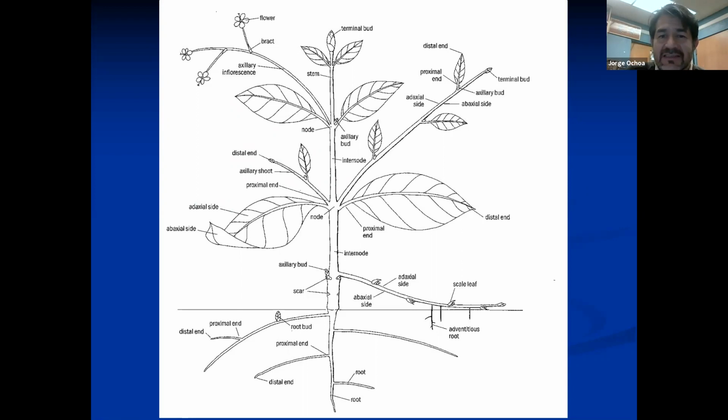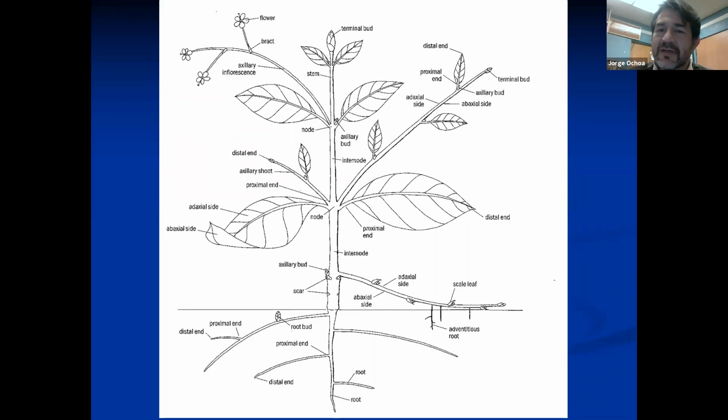It's going to have an axillary bud, or sometimes referred to as a lateral bud, and that bud is going to be associated with a leaf. The area where the axillary bud and the leaves are attached to the stem is known as a node, and that is very important for you to know and be able to determine where the nodes are within a plant.